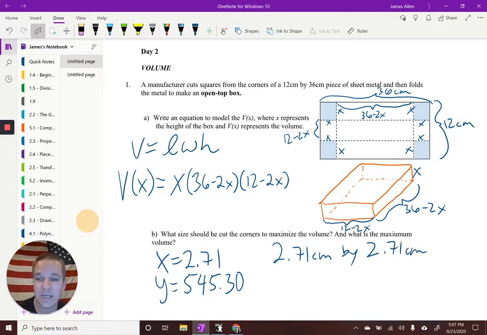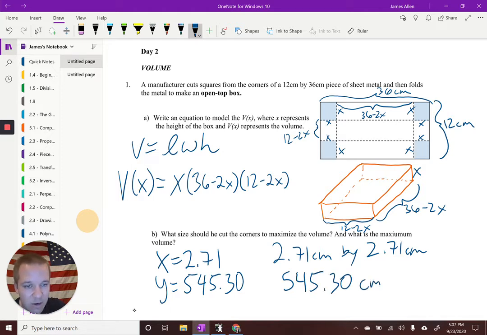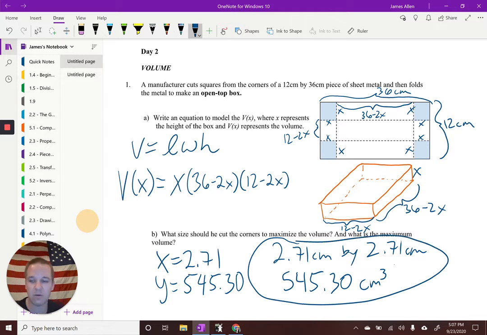Second part, what is the max volume? Well, that would be my function value, right? My v of x, which is my y value, where that max was, right? So the height of that function, the max value, is going to be 545.30 centimeters cubed. And I've got both answers to the question.